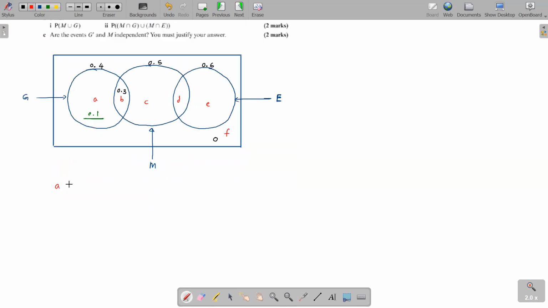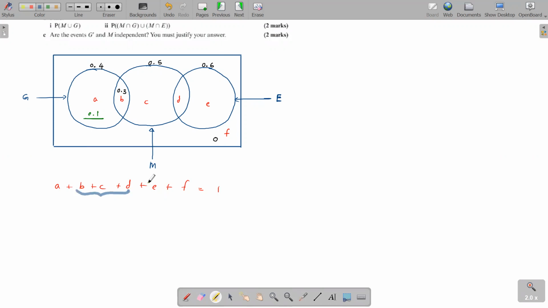Now I know that the total probability of all the 6 regions must add up to 1, right? Yes. So the trick that I'm using here is I'm going to attempt to find one of these, but you can see there are 3 unknowns. So when there are 3 unknowns, I'll be using this trick.